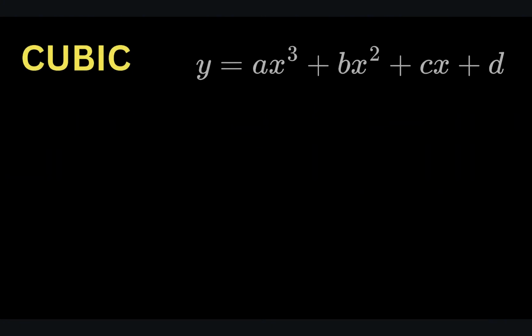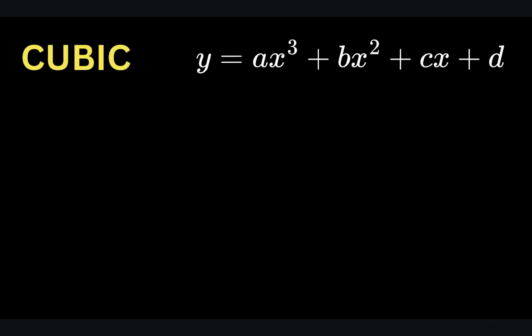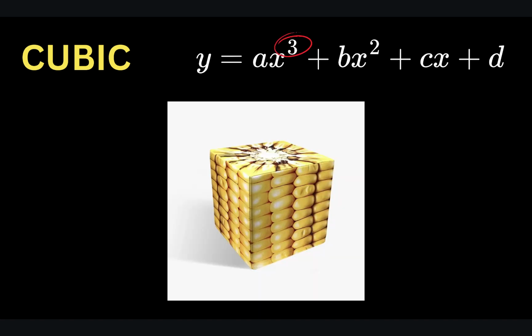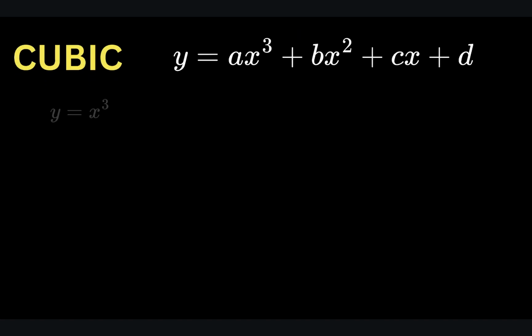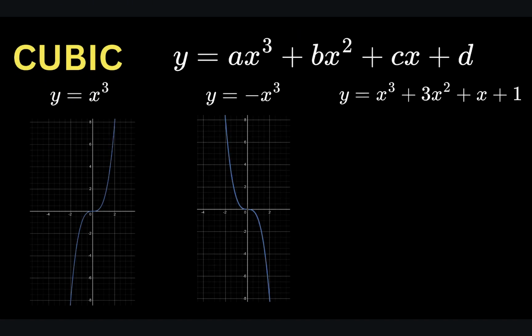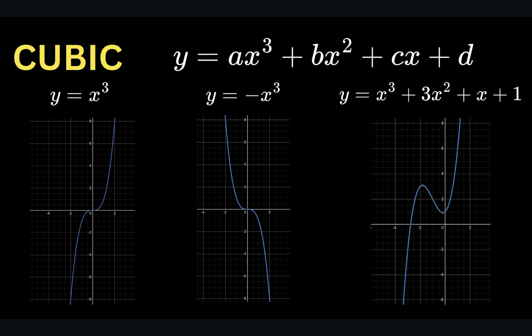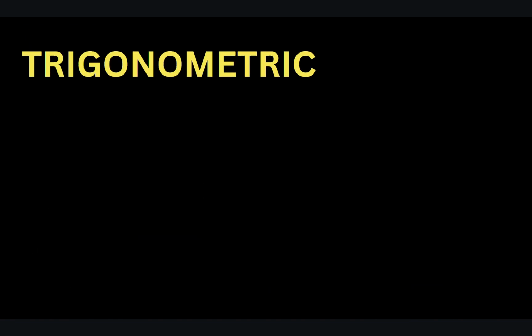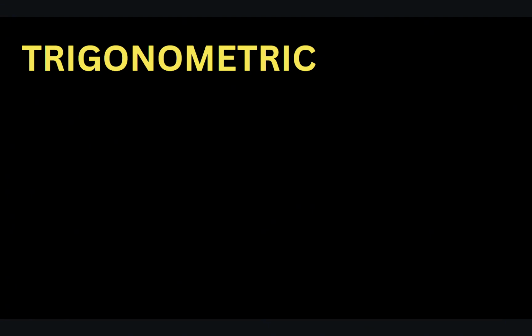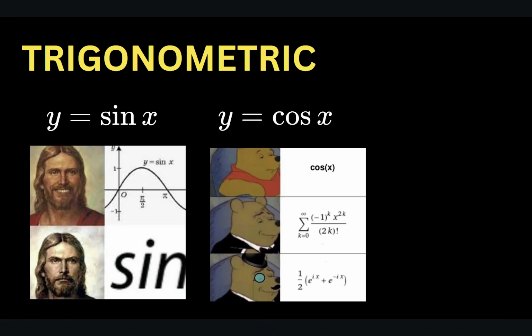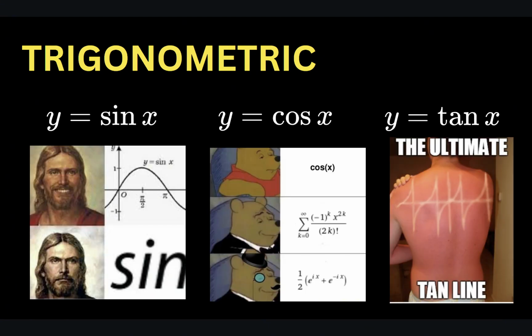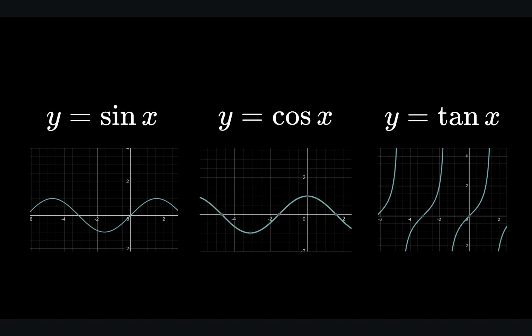Next, we will have the cubic graph, which means that the highest power your x is raised to is 3. And no, it doesn't look like a cube. Instead, it looks something like squiggly lines. We also have the trigonometric graphs, which are sine x, cos x, and tangent x, which all continue indefinitely.